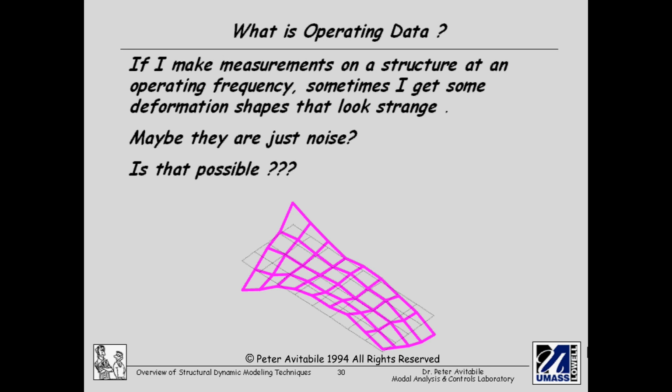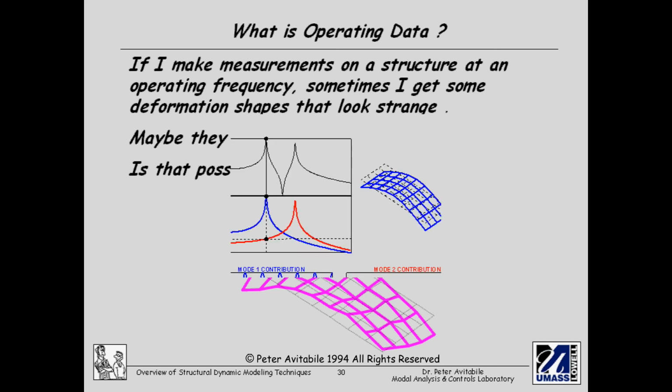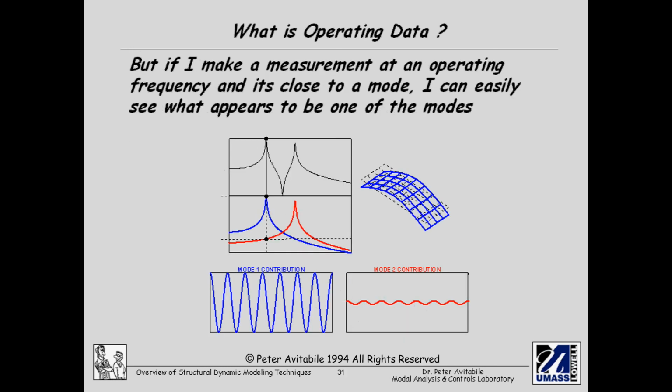Now we've talked about frequency response functions, but a very popular way to collect data is something called operating data. We have some structure and it's in some operating condition, there's some loads applied to it in a particular configuration, and the structure deforms. And so we make dynamic measurements, and we collect what's called operating data. Now when I do that, sometimes I see deformation patterns and they just don't make physical sense to me right away. And so I say, is it possible for the structure to actually move like that? So let's look at this a little bit more closely.